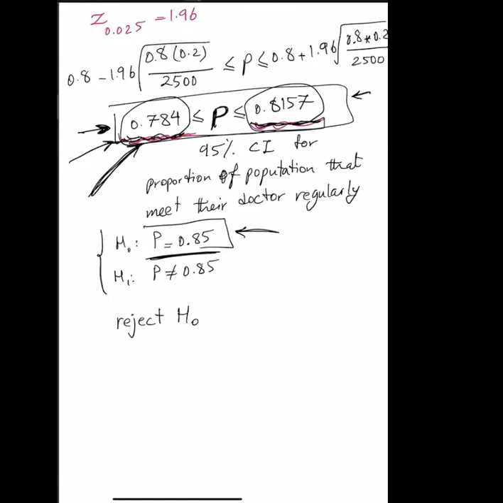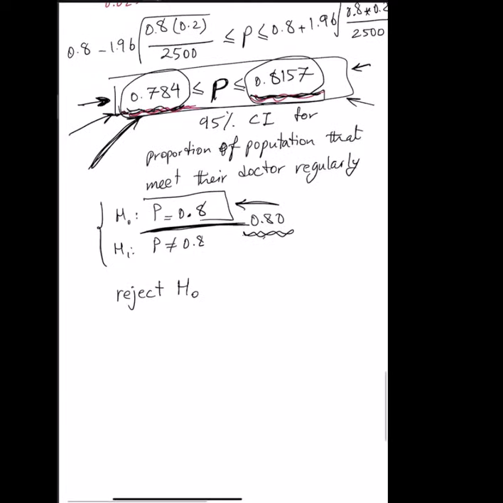Okay, so I'm actually thinking that the proportion of the population that meets their doctor regularly is 80%. If that's what you want to check, I say, okay, this is the interval that I obtained, and the 80% falls in this interval. So if you are thinking the proportion is 80%, fail to reject. Exactly. I don't have any evidence to reject your thoughts.